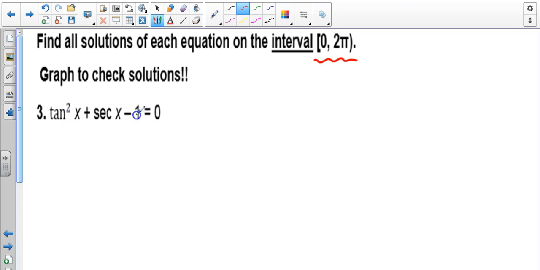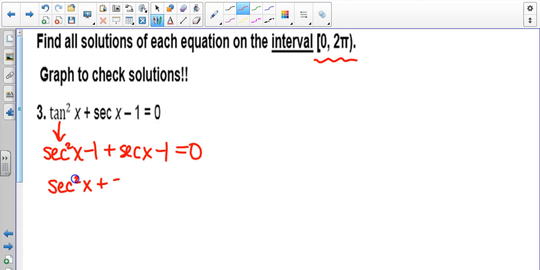I have a tangent squared and a -1, but I don't think tangent squared minus 1 is equal to anything. Secant squared I don't have. Okay, so tangent squared would be what? Plus 1? Minus 1. So then if I do some simplifying, I have secant squared of x plus a secant of x minus 2 equals 0. How does that factor?